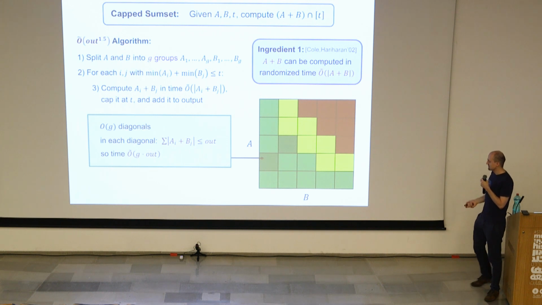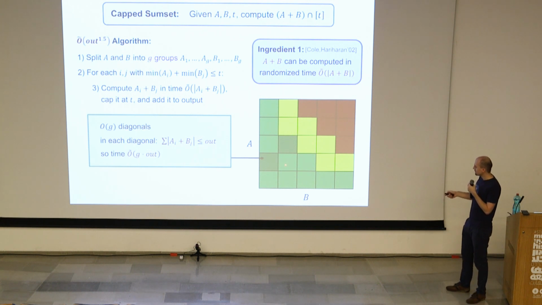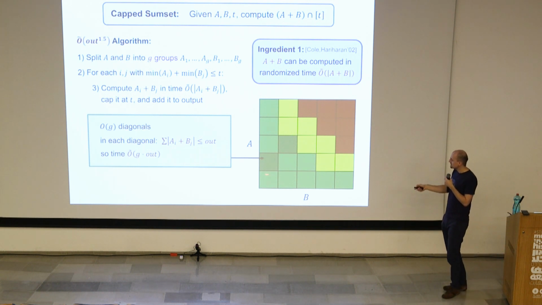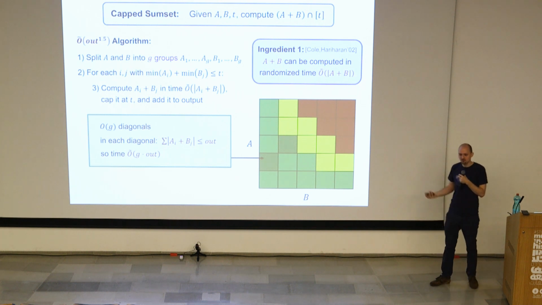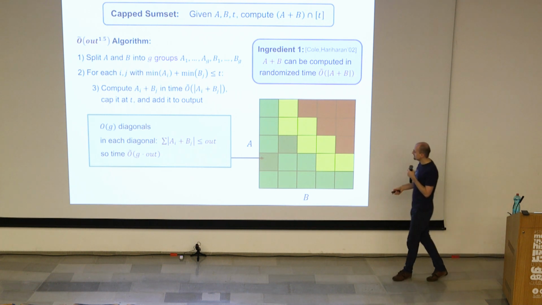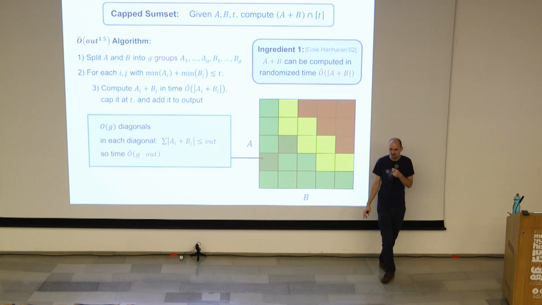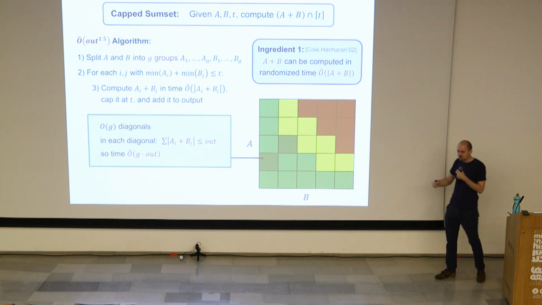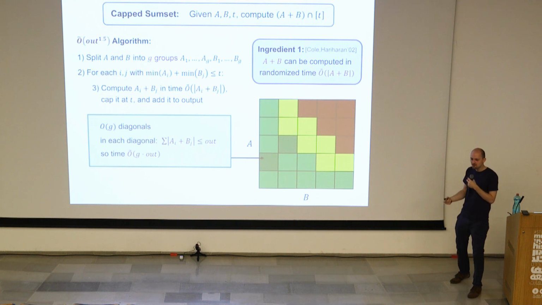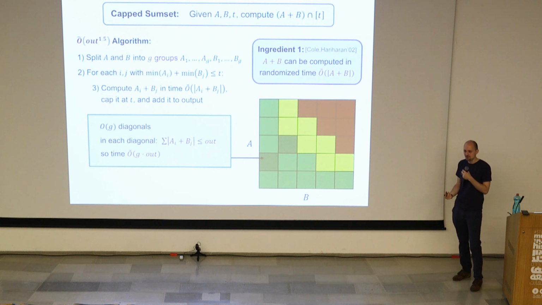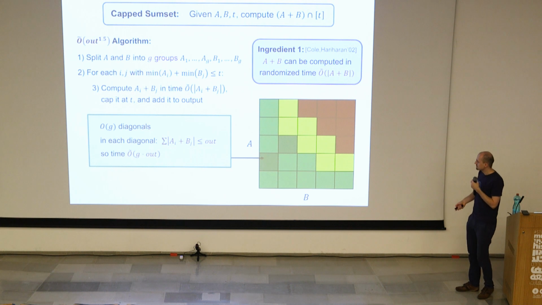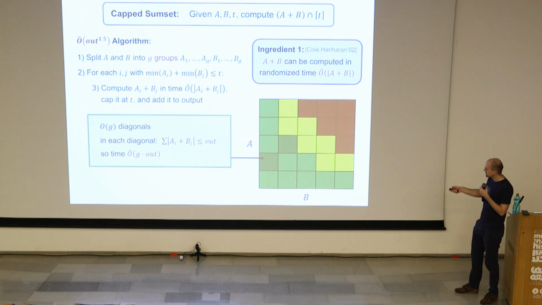Now, what's the running time of this? So every green block here, that's part of the actual output, right? So the sum set size of a green block is at most the output size. So we can somewhat charge the running time that we spend on green blocks to the output size. And more precisely, we can look at the green diagonals.